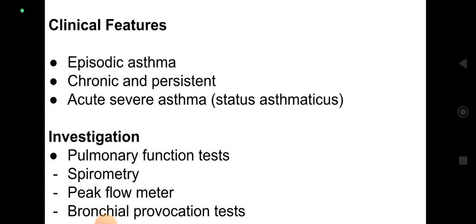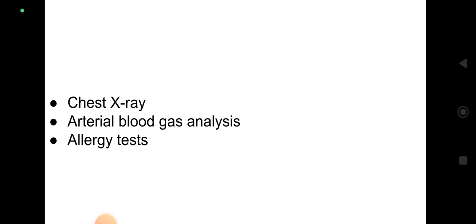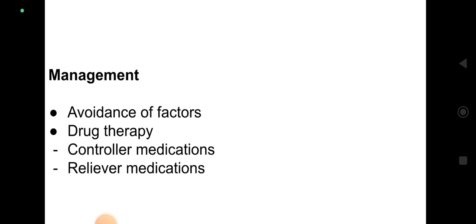Clinical features include episodic asthma, chronic and persistent asthma, or acute severe asthma. Investigations include pulmonary function tests including spirometry, peak flow meter, bronchial provocation test, chest X-ray, arterial blood gas analysis, and allergic test. Management includes avoidance of factors, drug therapy, which includes controller medications and reliever medications.